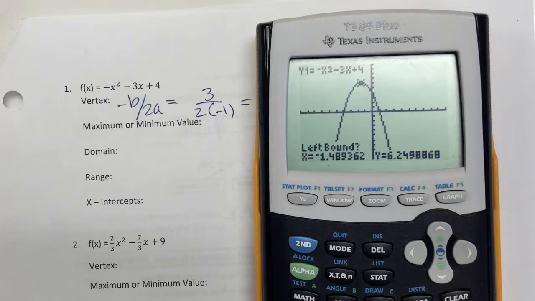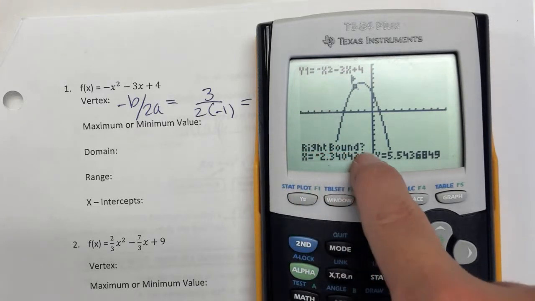Leave your finger there. I want you to put your cursor to the left of the vertex, kind of where Caleb's finger is. Okay? Thank you. Everybody there? It doesn't have to be exactly where mine is, just anywhere to the left of it. Hit enter. It's at the bottom. And then your calculator should say right bound, question mark.